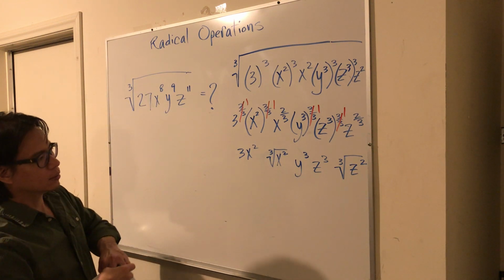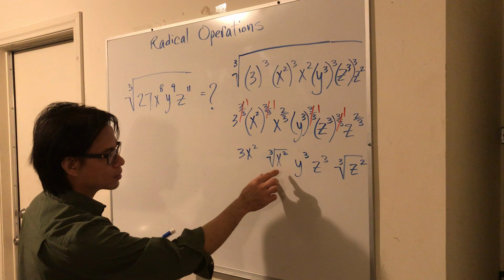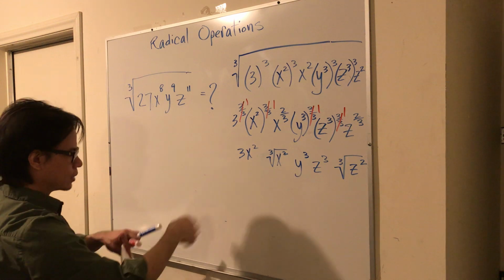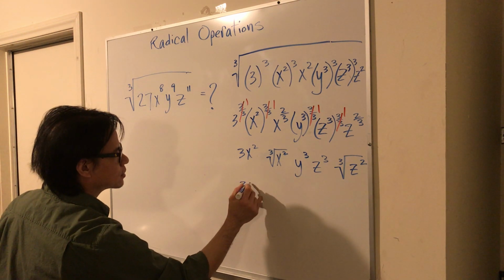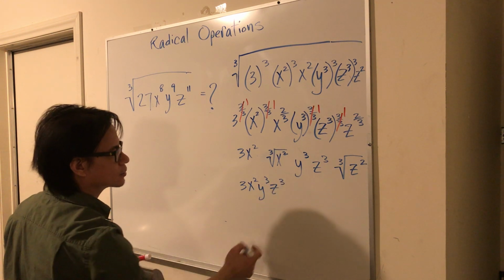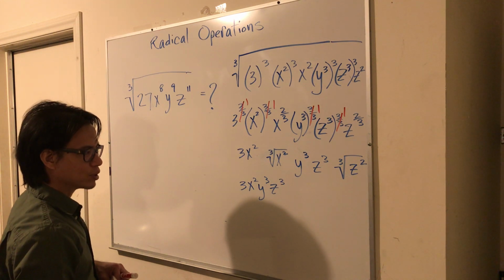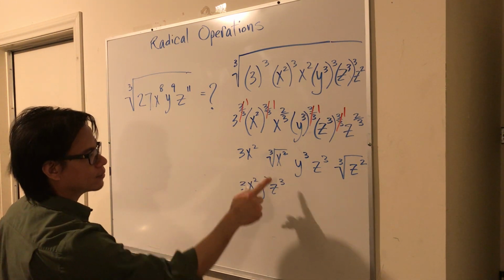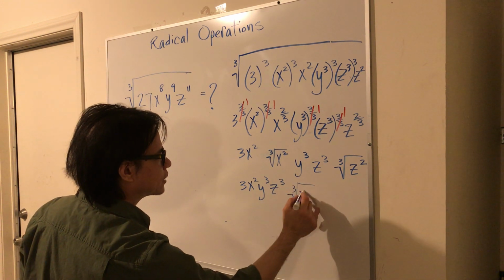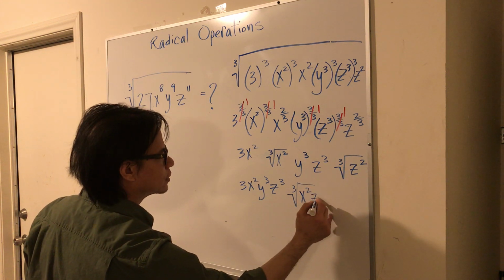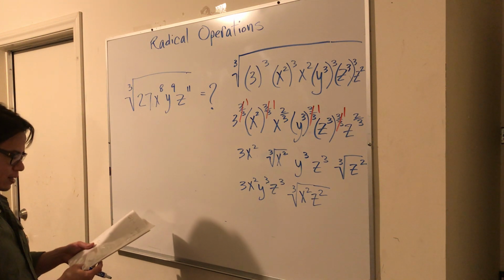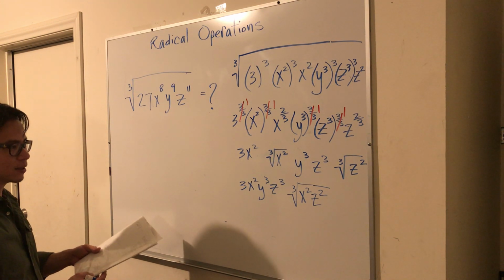Okay, now commonly you're going to see the non-root terms written together. So we'll say that this is 3x squared, y to the 3rd, z to the 3rd. Okay, take a deep breath, and then let's finish this off. You have the 3rd root of x to the 2nd, z to the 2nd. You can write it that way too. Okay, and let's call it a day.